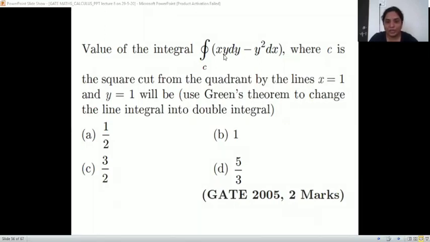So what is your M here? This is M dx plus N dy. So M is minus y square and N is xy.